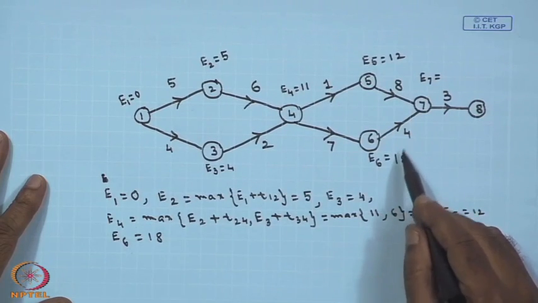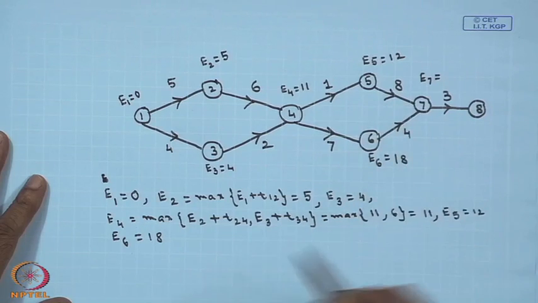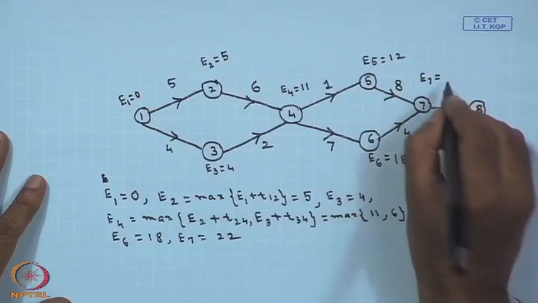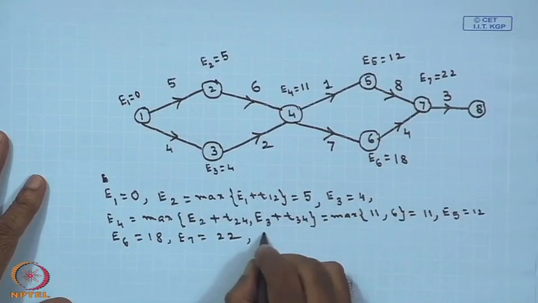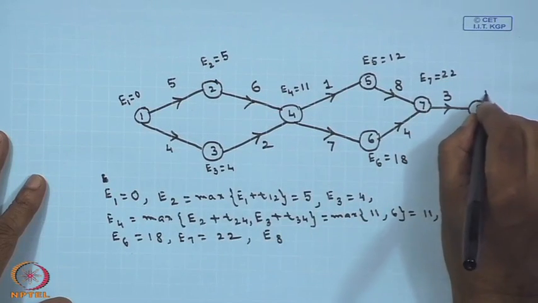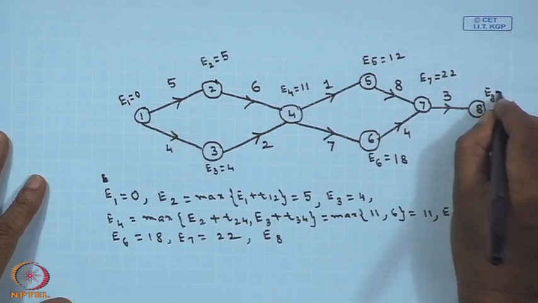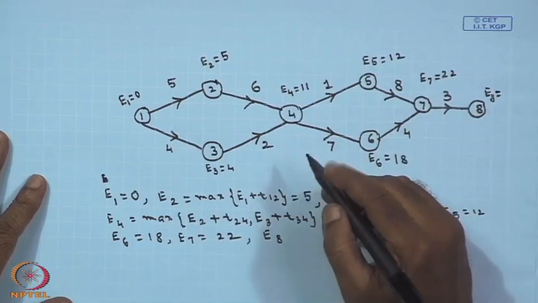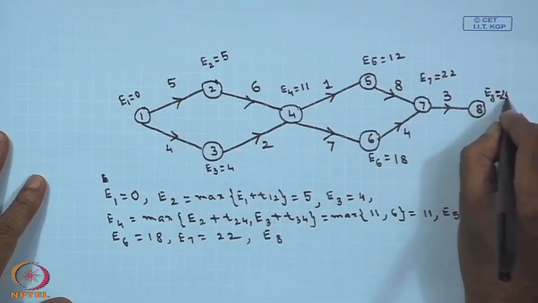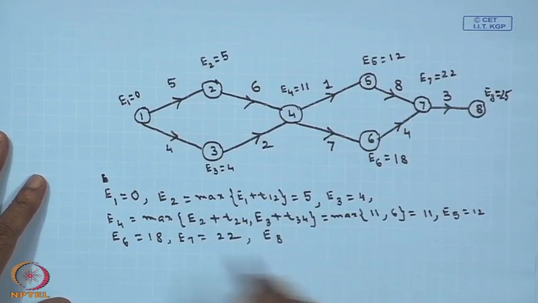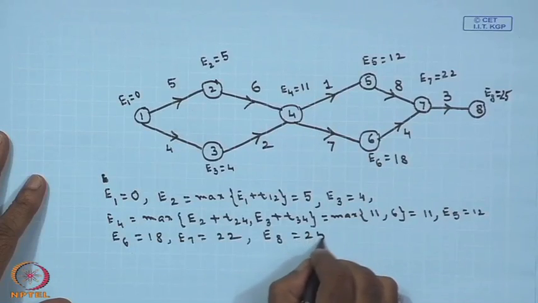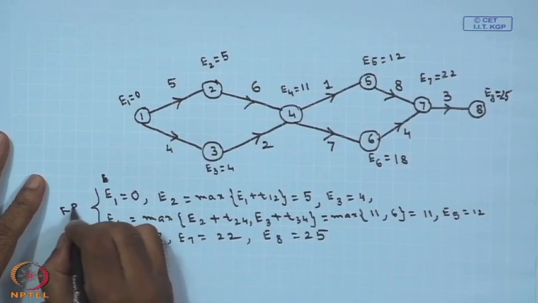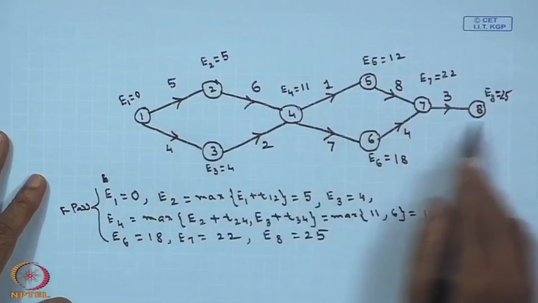So, therefore, the maximum is 22 and 20 is 22. Therefore, your E7 you will get as 22. So, E7 is 22 and E8, the last one, that is this one is E8. This E8 you will get obtained as 22 plus 3, that is equals 25. So, you are getting 25. So, these calculations, your E8 is 25. These calculations you are getting using forward pass.